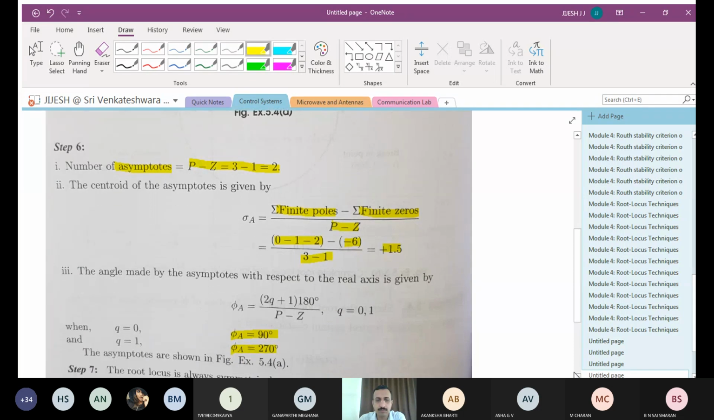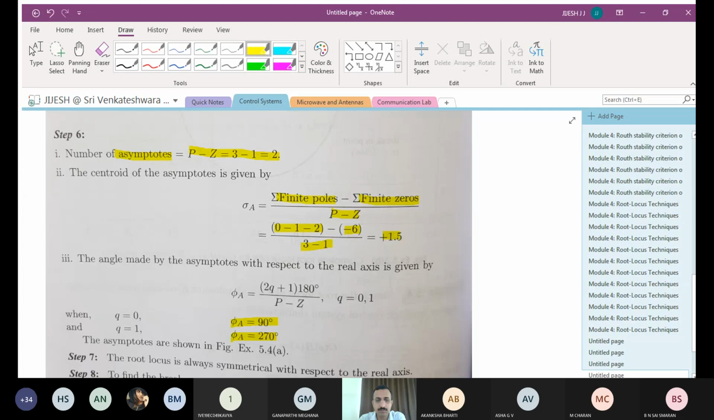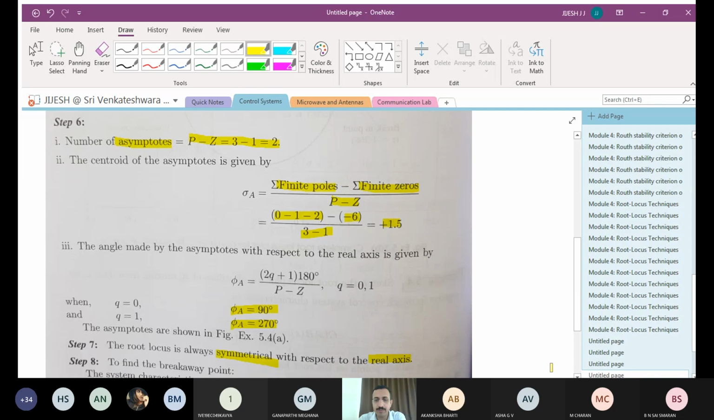So seventh step is, as usual, you have to say that it is symmetrical to the real axis. So the root locus is always symmetrical with respect to the real axis. Now you have to find out the breakaway point and do the differentiation for that. So you need to find out the breakaway point.